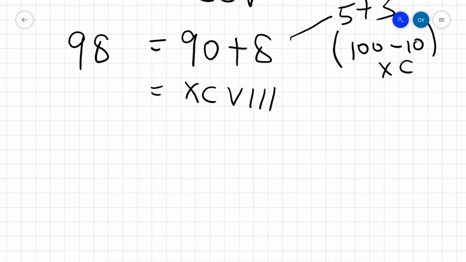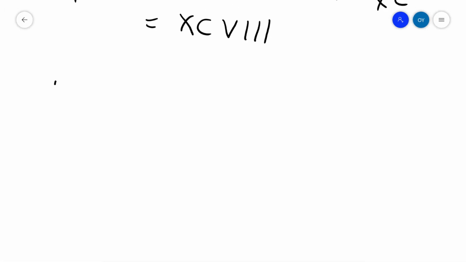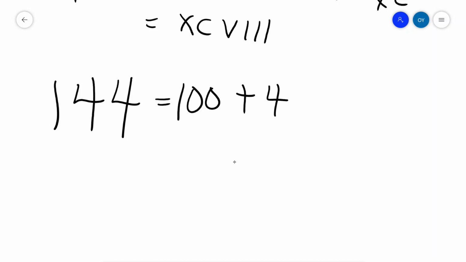We can take a look at another example. What if we're given 144? 144 in expanded notation is 100 plus 40 plus 4. It means the 1 here is in the 100th place, so 100. And the 4 here is in the tens place, and the 4 here is in the ones place. So that's why we have 100 plus 40 plus 4.